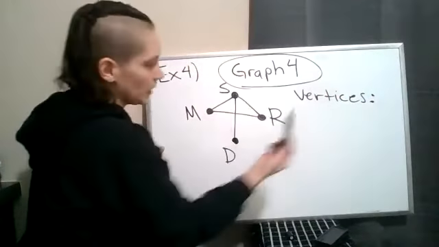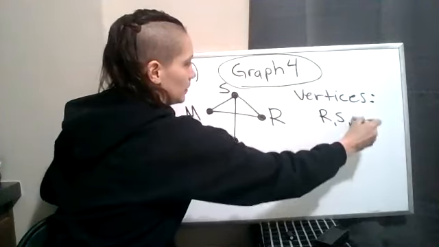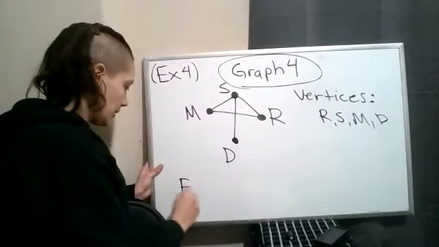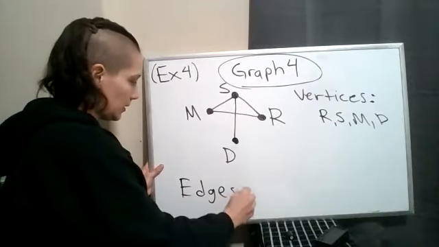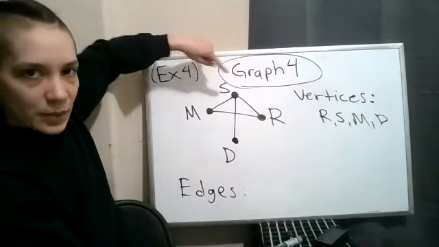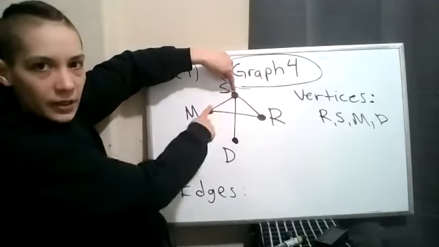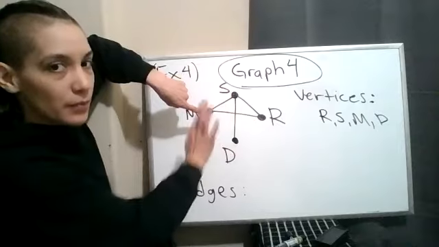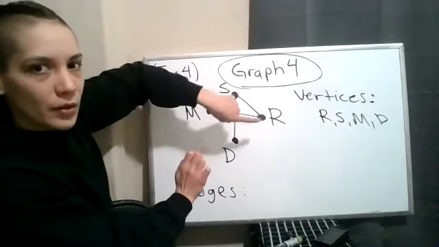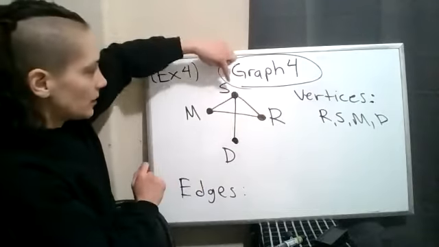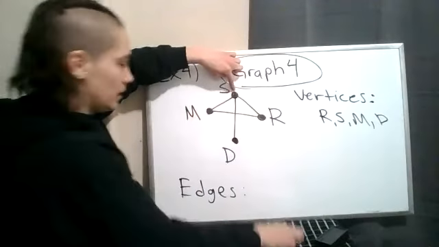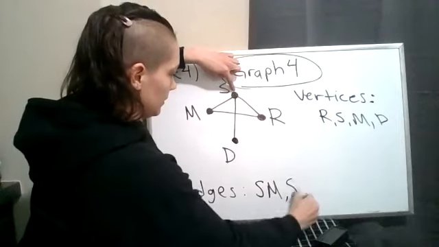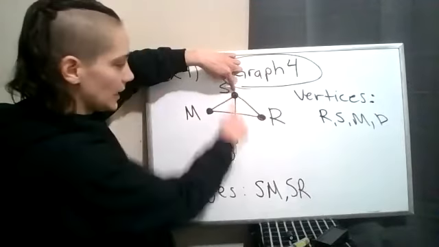Cool. R, S, and D. The edges will go down here. Sometimes I like to pick a vertex, find all the edges that come off of it, and then go to the next vertex, find all of its edges, make sure you don't get any repeats, and then keep going until you've checked every dot. So I'm going to start here: SM, SR, SD.